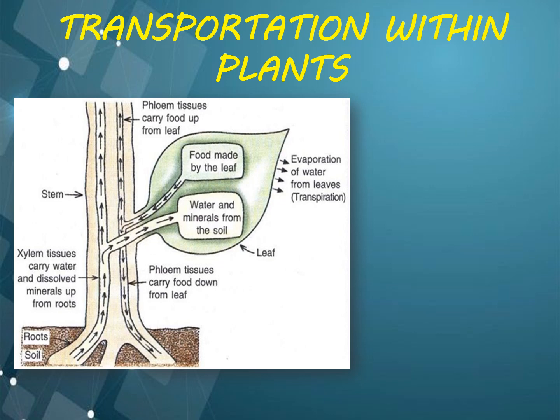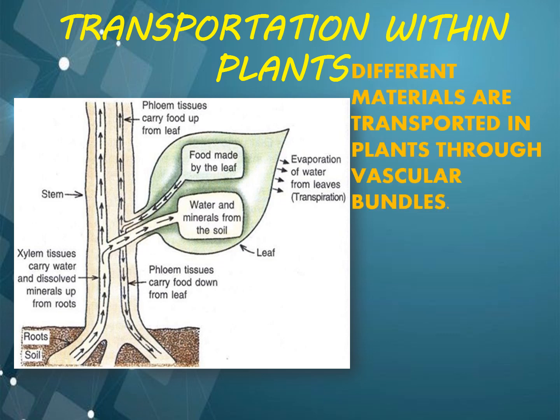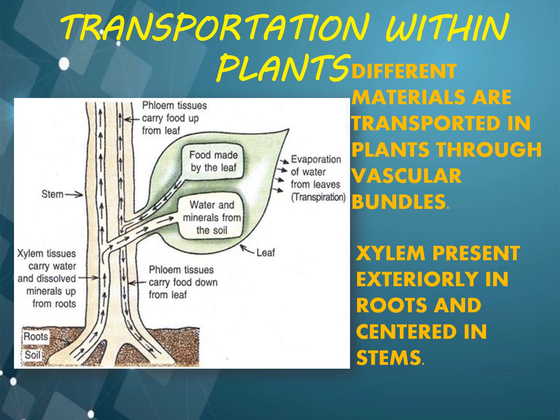These essential minerals and materials are transported and supplied to every part of the plant with the help of vascular bundles, which have xylem and phloem. In the roots, the xylem is present towards the exterior, while in the stem it is present in the center.